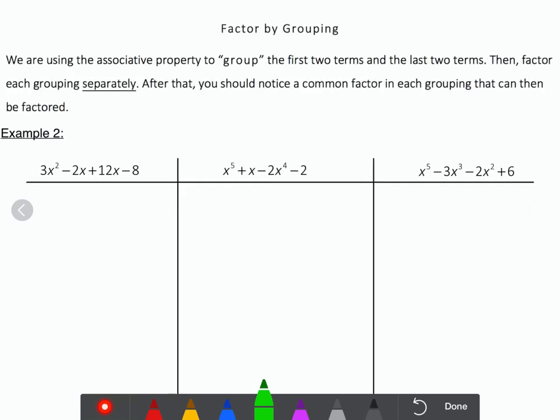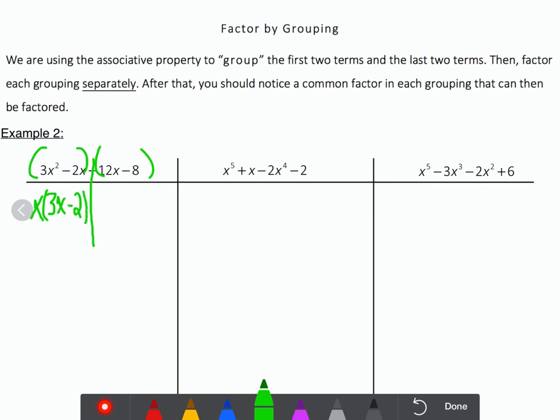So we have 3x squared minus 2x plus 12x minus 8. Okay, so we're going to use the associative property to group the first 2 terms and the last 2 terms. I think the book uses parentheses. I like to just kind of split it right down the middle. Okay, the reason why is sometimes when there's too many parentheses, it gets a little confusing. But if you want to use parentheses, you can do this as well. Okay, we're going to look at the first 2 terms. What is the greatest common factor of those first 2 terms? It's x. What are we left with? 3x minus 2.